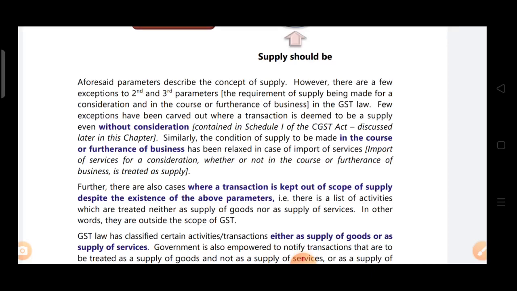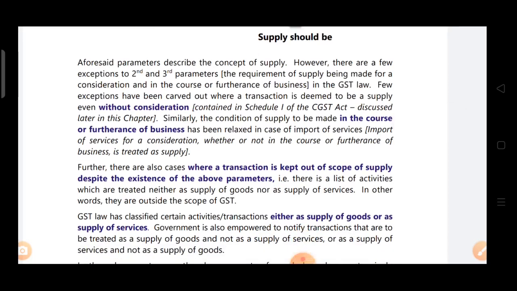Now, consideration is an important parameter, and in all three parameters they have mentioned that consideration must be there, but the exception is what? The exception to this parameter is the activities mentioned in Schedule 1. A few exceptions have been carved out where a transaction is deemed to be a supply even without consideration, and that is contained in Schedule 1 of the CGST Act, discussed later in this chapter.